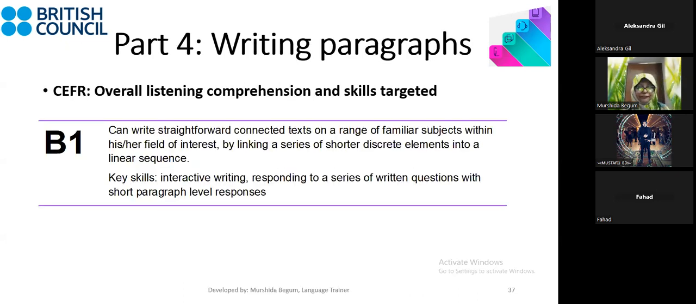Okay. Now part 4. Part 4 is a B1 level, where overall listening comprehension and skills are targeted. Over here, they can write straightforward, connected text on a range of familiar topics within their interest by linking a series of shorter discrete elements into a linear sequence. So the key skills being looked into here are interactive writing, responding to a series of written questions with short paragraph level responses.